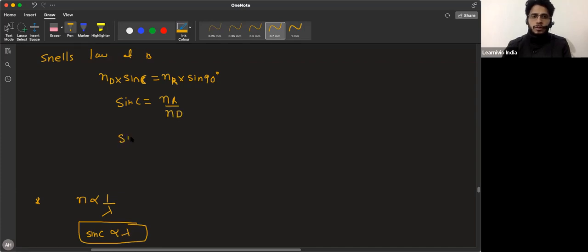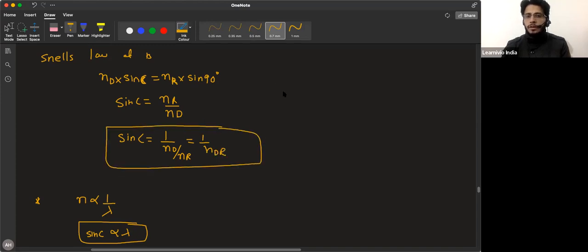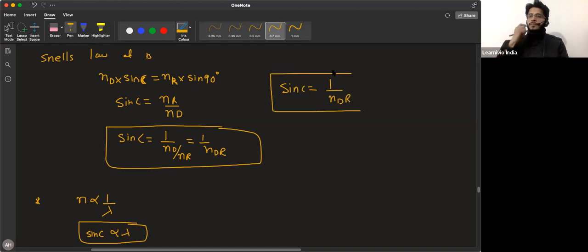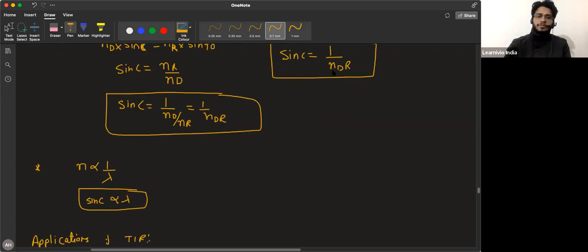So your sin C is 1 by ND by NR. I'm taking this NR to the denominator, and I'm writing this because ND by NR is the refractive index of the denser medium with respect to the rarer. So this is the formula for critical angle. You can say sin C is 1 by the refractive index of the denser medium with respect to the rarer. That's how you calculate critical angle.